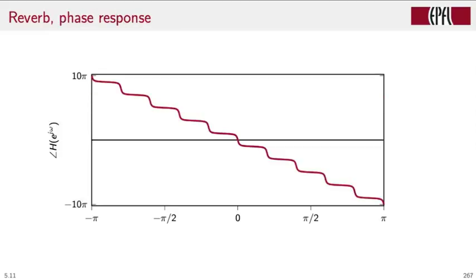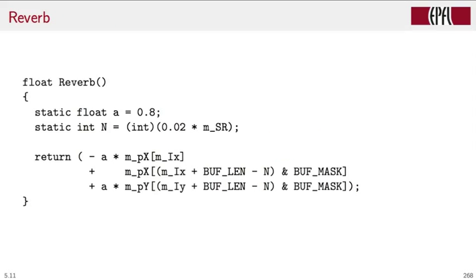By appropriately choosing the parameters alpha and capital N in the all-pass, we can obtain a phase response with the staircase-like characteristic shown here. This phase response will introduce different delays to different frequency regions, thereby simulating a multifaceted reflective surface. The implementation of the all-pass filter is again extremely straightforward. We only have two parameters to choose, and then we just implement the constant coefficient difference equation in C.